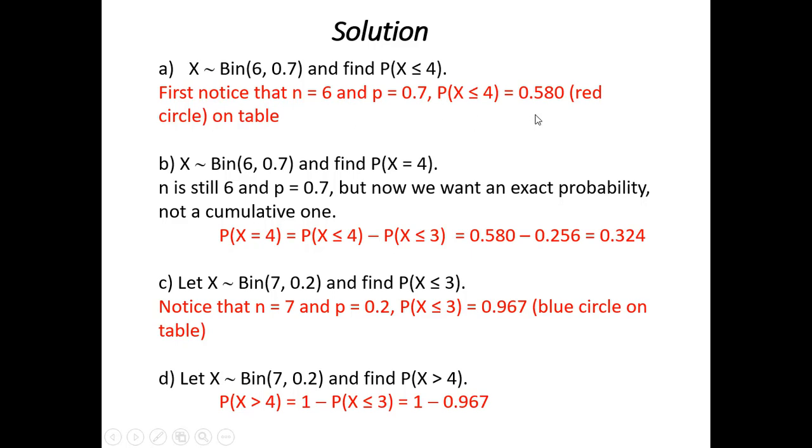Okay, so I think of this as a cumulative probability because we're actually finding the probability x is 0 plus probability x is 1, x is 2, x is 3, and x is 4.